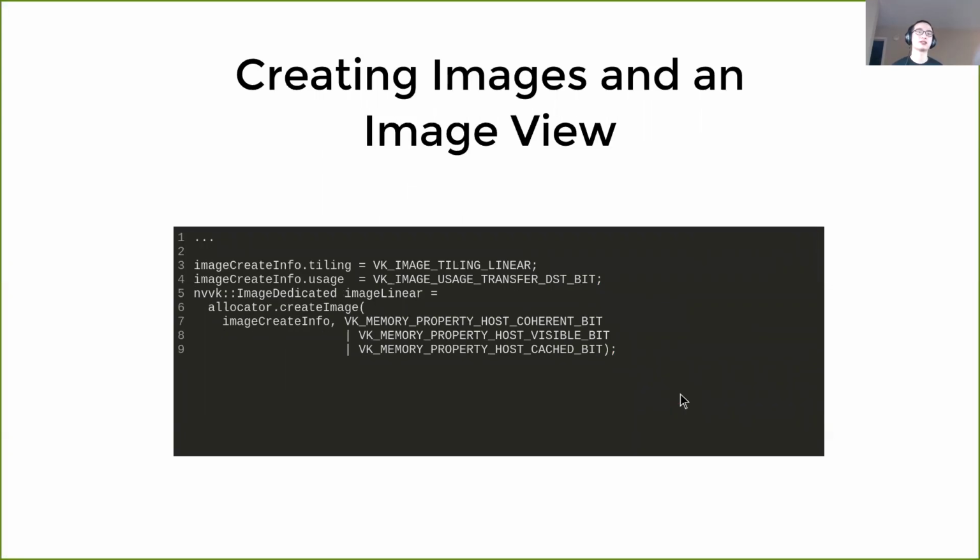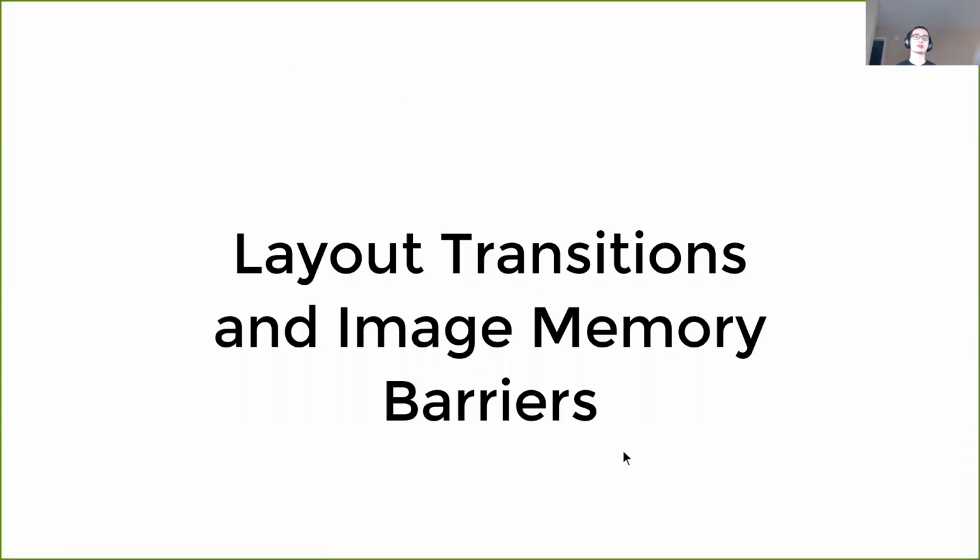Then we have our last linear image that we use to read from the CPU. I just changed the tiling to linear. And also the usage, we need transfer destination, since we copy the image into this linear image. And then also we need all those memory flags to make it possible for the host to read the image.